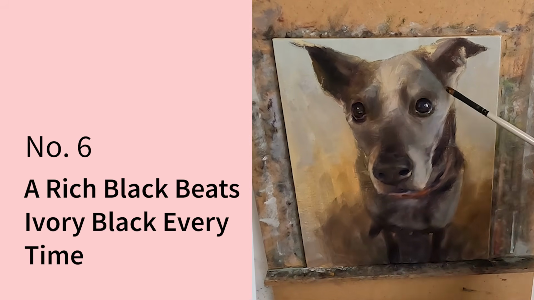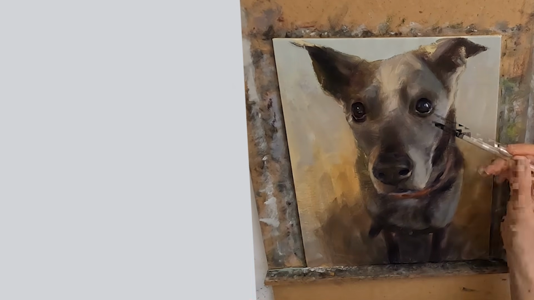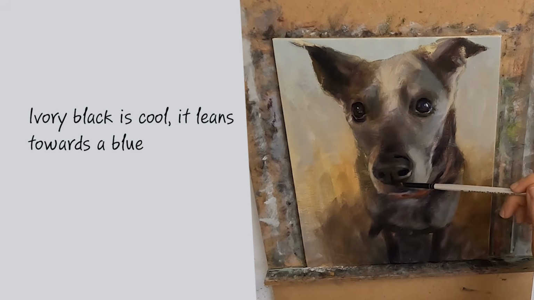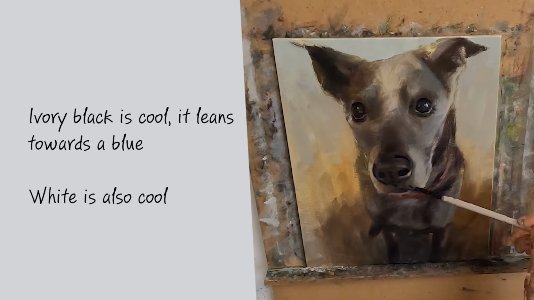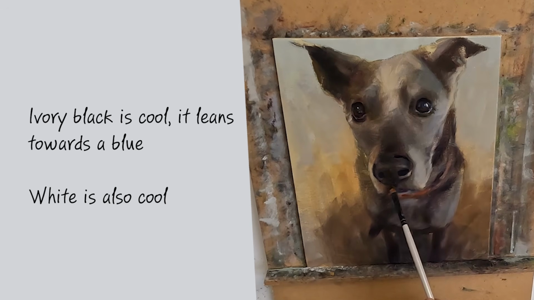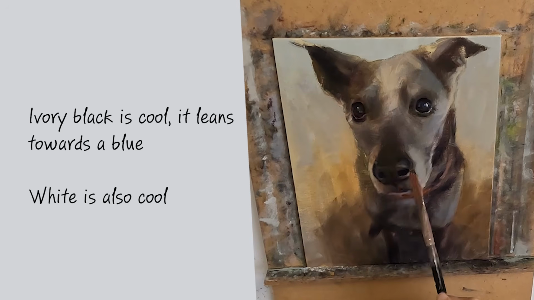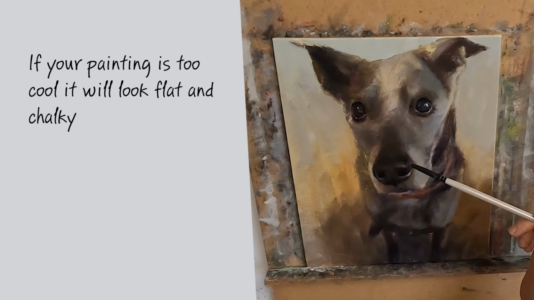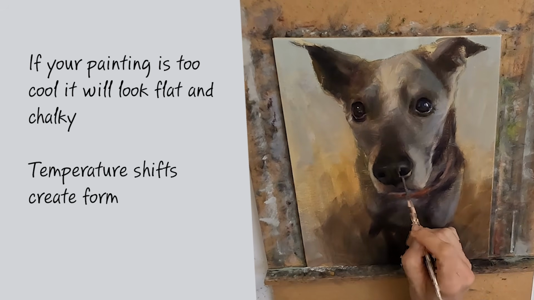Number 6, why a rich black beats ivory black every time. I don't use black in this painting because ivory black leans towards blue, so it is cool. When I add white to black, this again gives me a cool grey mix. I would therefore have a grey dog with no warm, cool colour shifts. A predominantly cool painting will give me a flat, chalky effect. It is the temperature shifts that help create form.